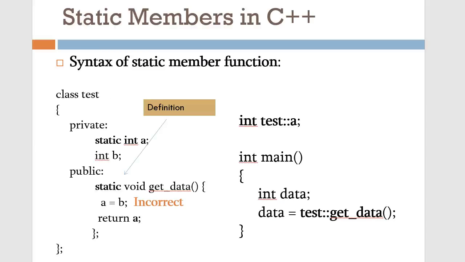Now we'll understand the static member functions in C++ programming. So on the left side you can see the syntax of a static member function. When you create a static member function, you have to specify the static keyword and then the name of that function. You can create the static member function in the class itself or outside the class. But let's understand more about the static members through an example.